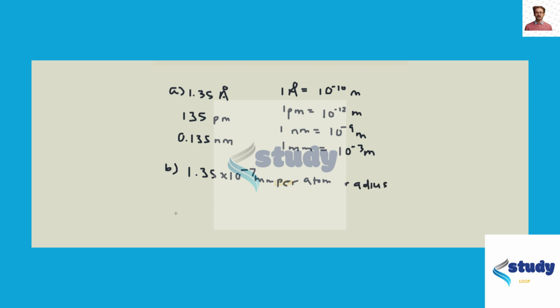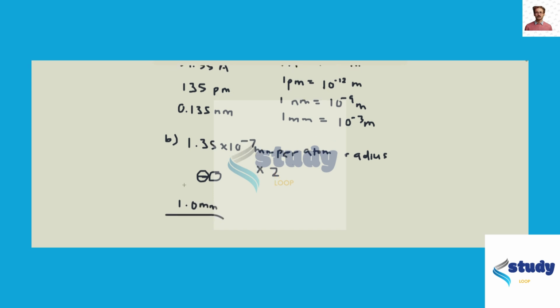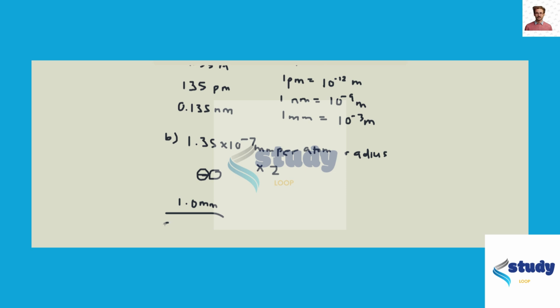So if we're talking about the span, a radius is only half of it, so we have to consider the diameter. So we're going to multiply this number by 2, and then that's how much the diameter of an atom will be. And then if we want it to be 1 millimeter, let's just divide how many can fit in 1 millimeter. 2 times 1.35 times 10 to the negative 7 is going to be 2.7 times 10 to the negative 7th.